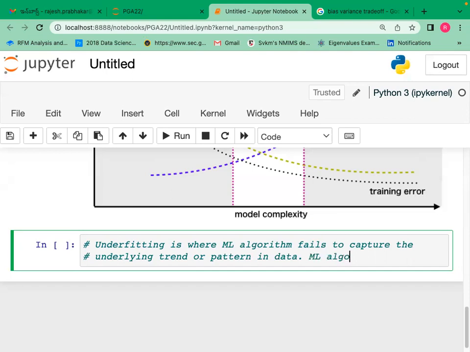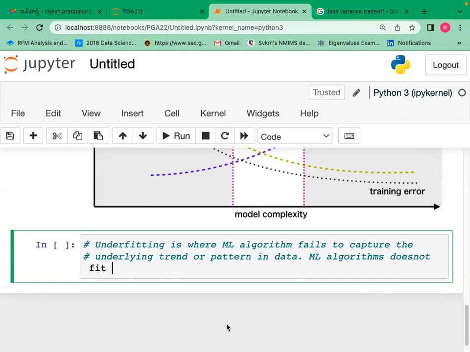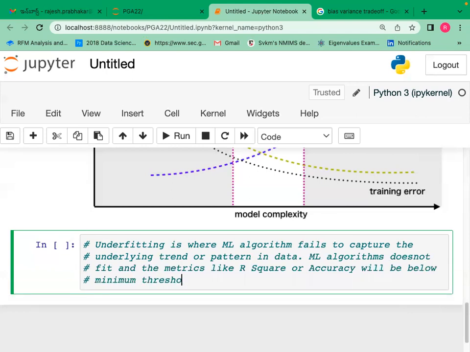When it happens, the machine learning algorithm does not fit, and the metrics like R square or accuracy will be below the minimum threshold. In R square it is 0.60, in accuracy it is 0.70. If the minimum level of R square is not reached, then we call it underfitting. If the minimum level of 0.70 is not reached in the accuracy problems, we call it that the model has underfit. That means the model is not able to learn.